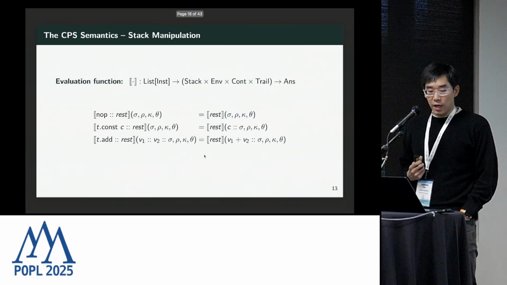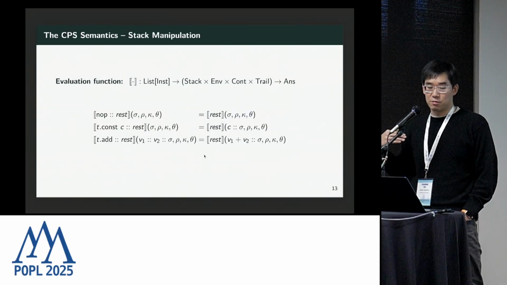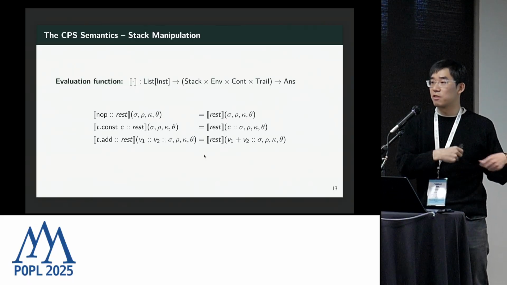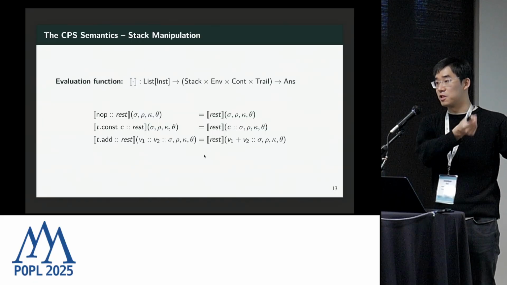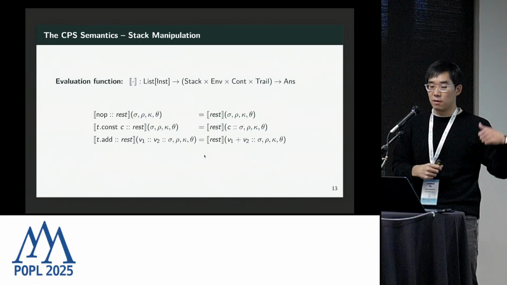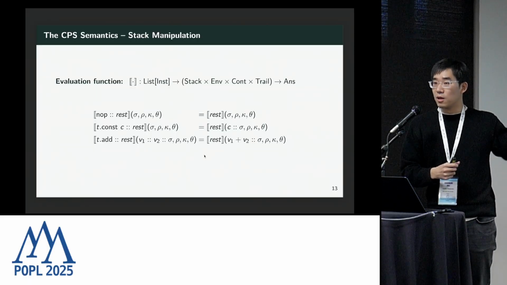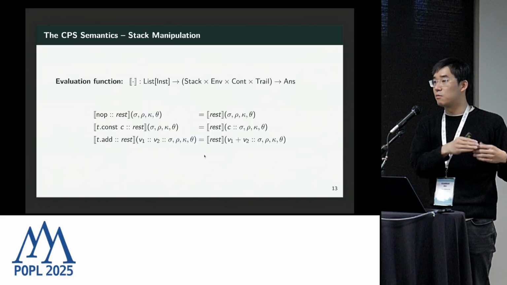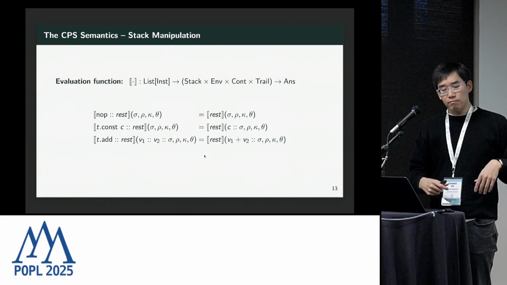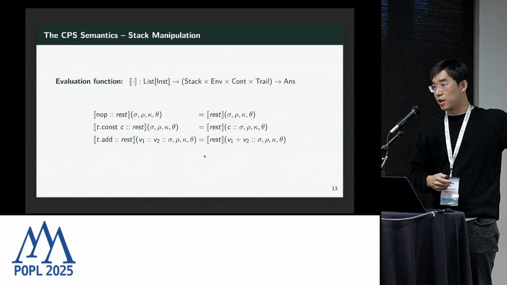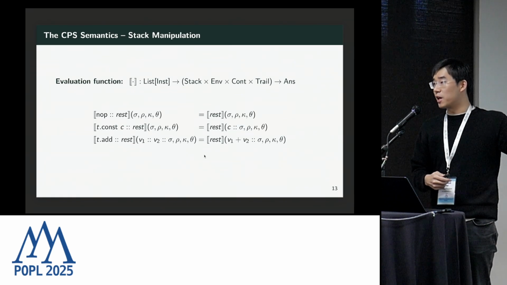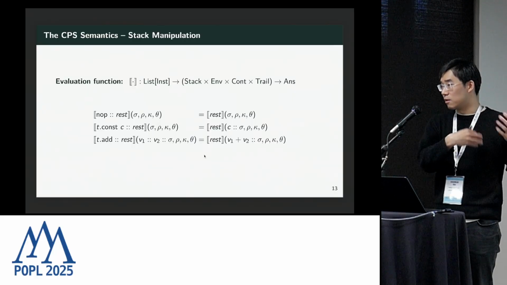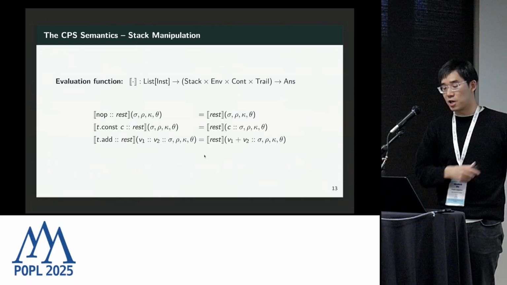Okay. The next group of instructions is really just manipulating the stack. For this no-op, we just recursively apply the semantic function on the rest of the instructions, right? For the constant instruction, we get the constant value c and push it on the stack, and then recursively call the rest. For add, we assume there are already values v1, v2 on the stack. We add them, and then call the semantic function on the rest of the instructions, right?